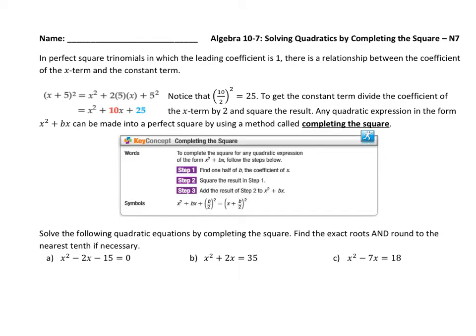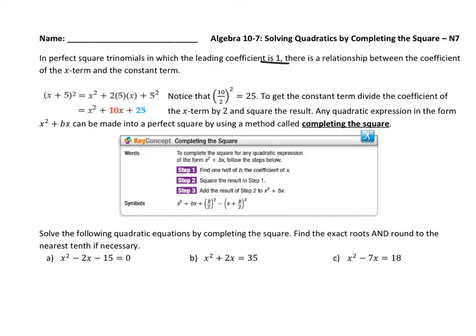Algebra Unit 10, Lesson 7, Note 7, Solving Quadratics by Completing the Square. In perfect square trinomials, in which the leading coefficient is 1, there is a relationship between the coefficient of the x term and the constant term.